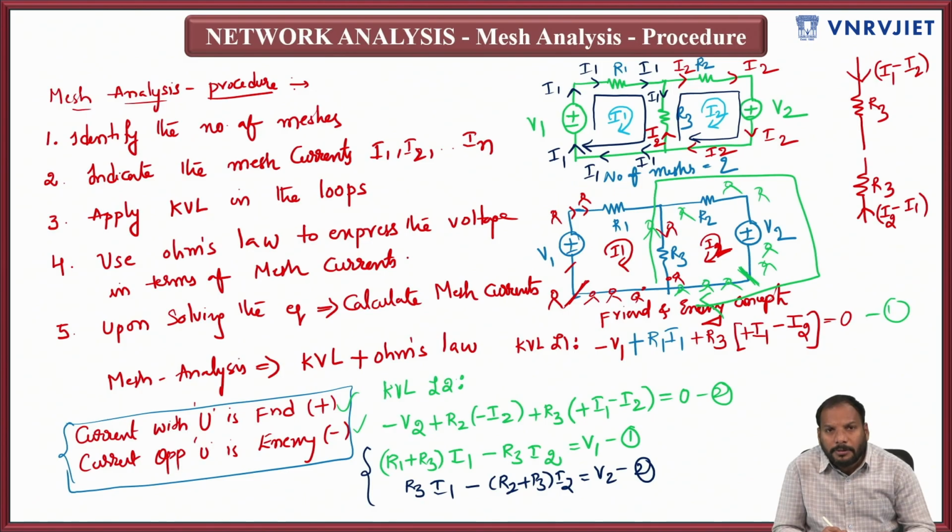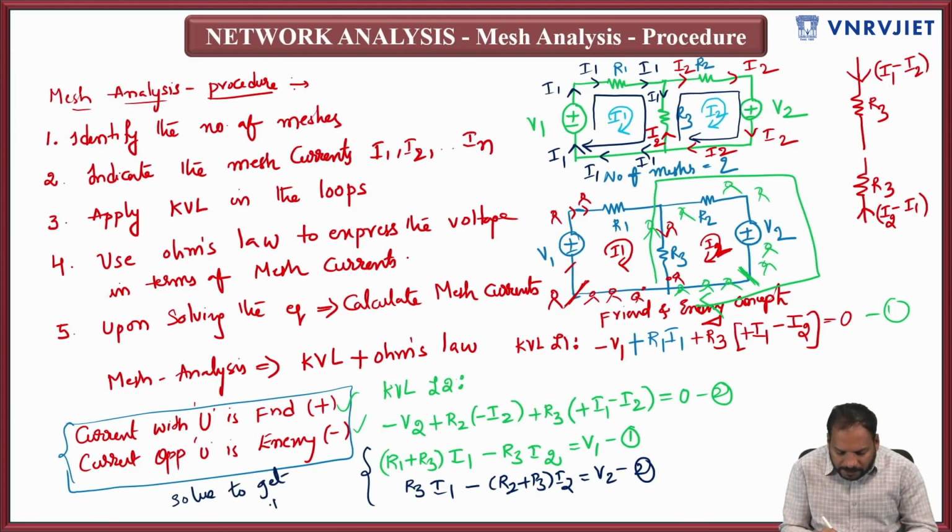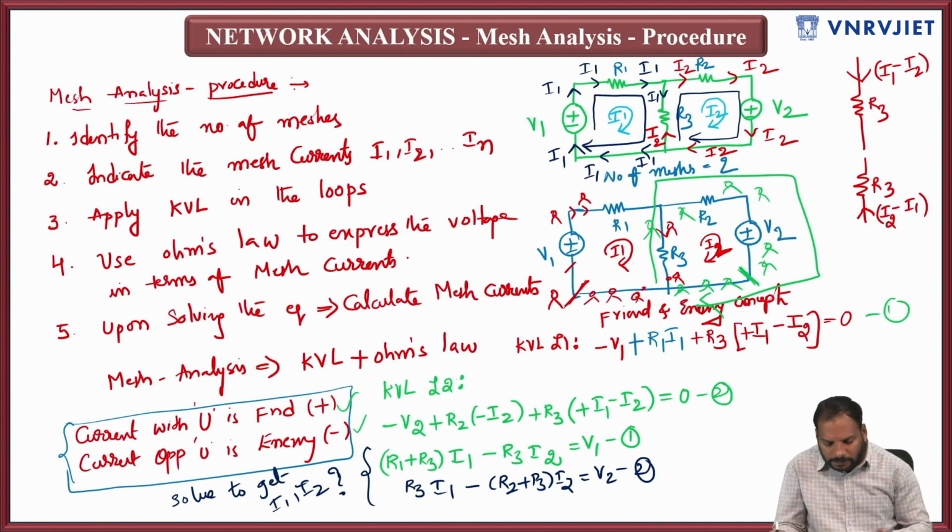R1, R2, R3 will be given in the problem. V1, V2 will be given in the problem. But the unknowns are I1 and I2. So solve to get the mesh currents I1, I2. You can solve these equations to calculate I1 and I2. So this is a simple procedure you can apply. Once you get I1 and I2, you can calculate anything you want in the circuit.